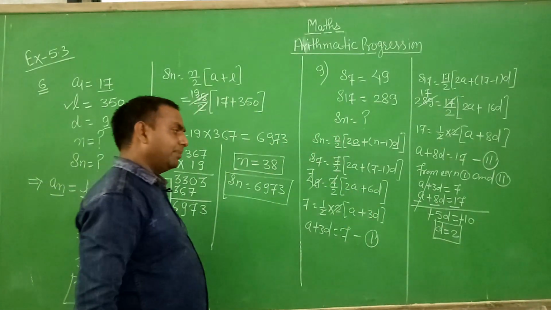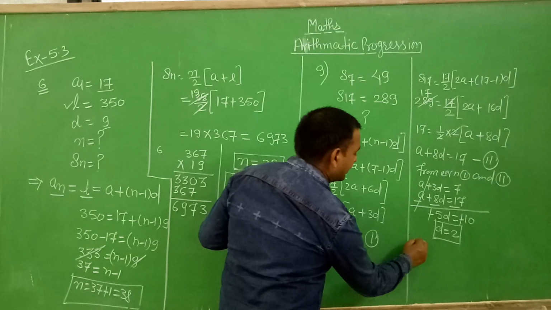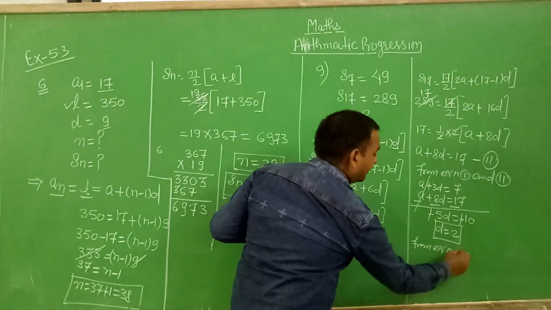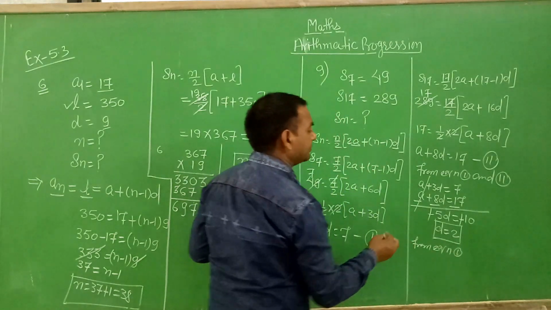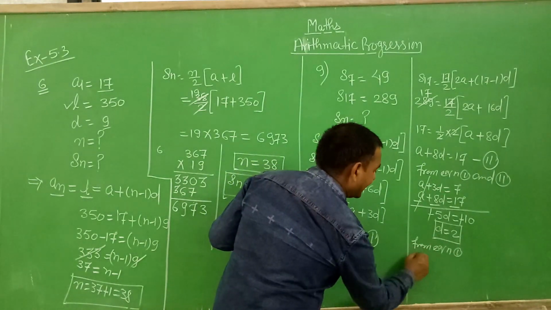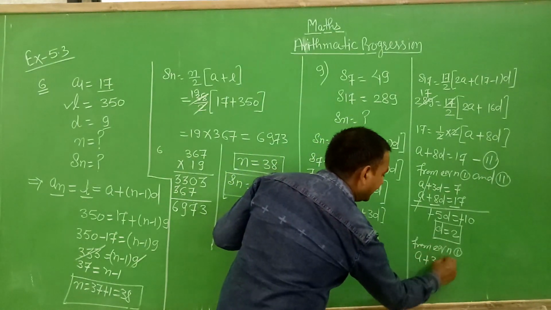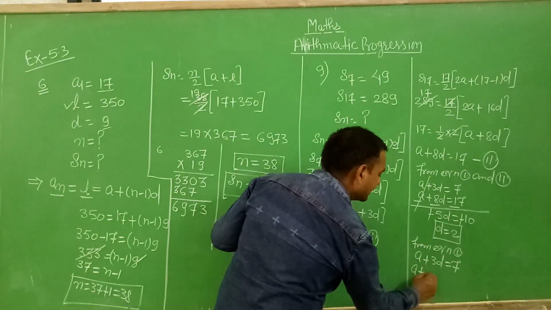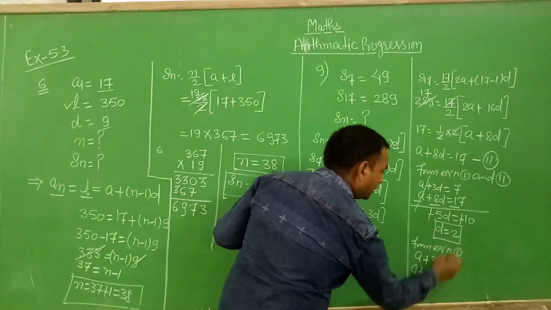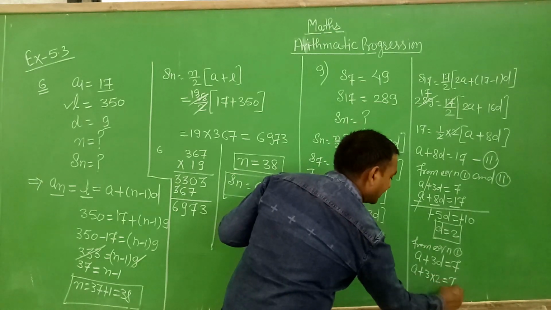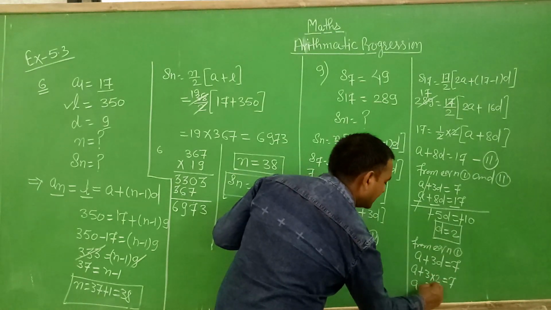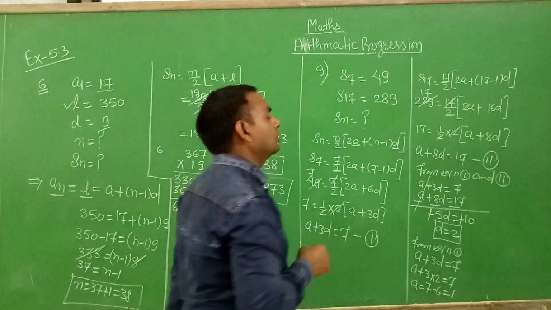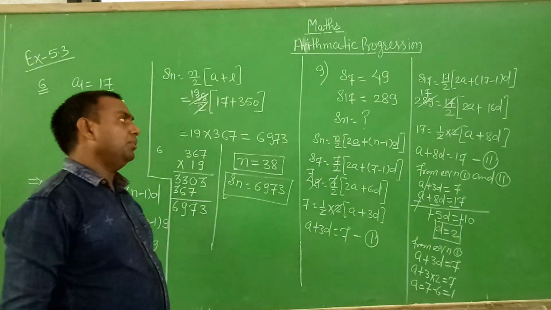You put the value of d in equation number first. Here equation number first is a + 3d is equal to 7. You put the value of d, a + 3 into 2 is equal to 7. So a is equal to 7 minus 6, and that is equal to 1. So the value of a is equal to 1.